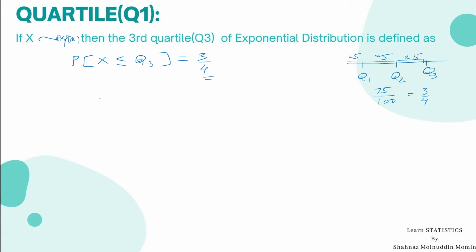We can calculate this probability with the help of integration, since x is a continuous random variable. So it is minus infinity to Q3 f(x) dx is equal to 3 by 4. Here x is an exponential random variable. So the limit starts from 0 to Q3 theta e raised to minus theta x dx. Take theta outside the integration sign.